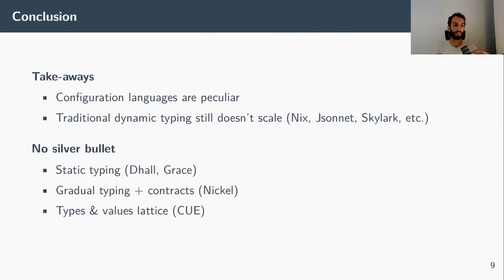So the main takeaway is that configuration languages are peculiar, which allows trying different trade-offs, and still traditional dynamic typing doesn't scale. So Dhall uses full static typing, Nickel uses those contracts and says, okay, we don't need static typing anymore, at least for configuration, so it has gradual typing. And Cue is just very different, with a much more restricted system where everything is a type, basically, in exchange of good behavior.